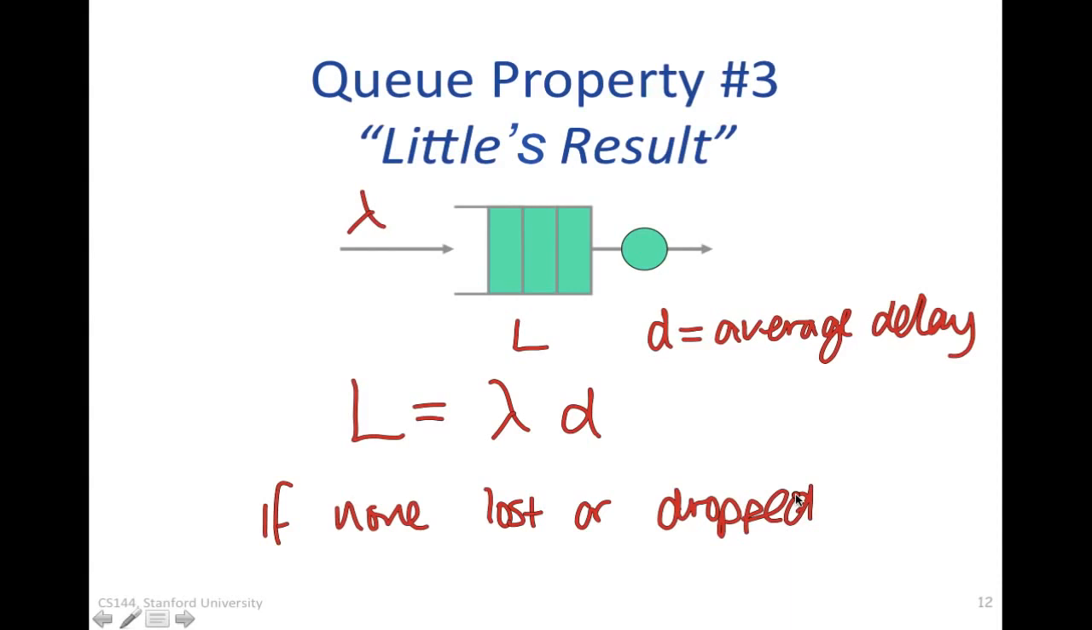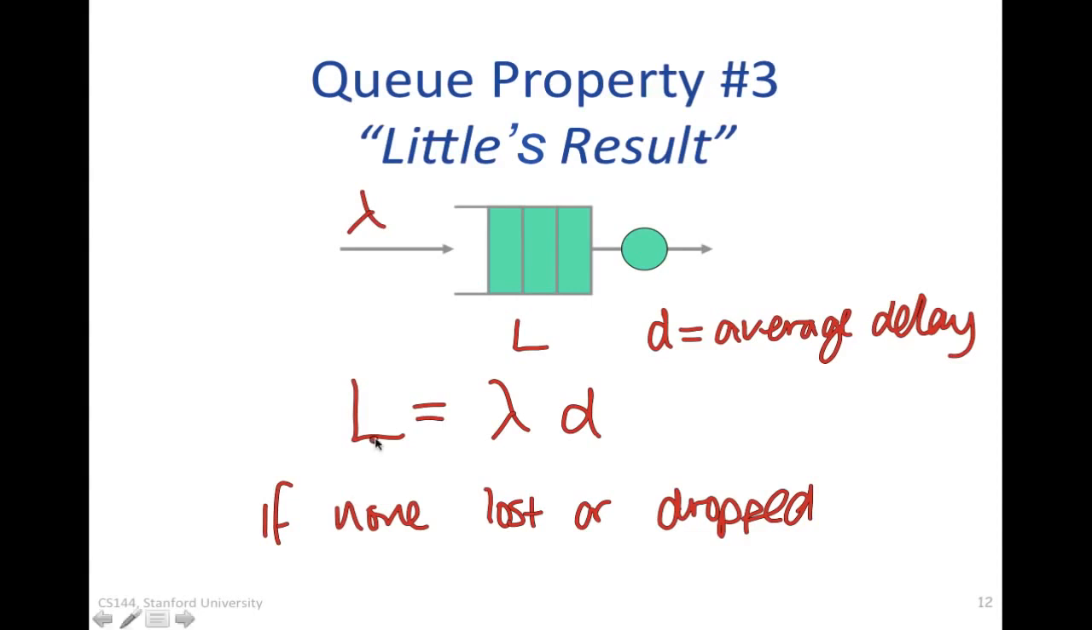So it doesn't matter what the arrival process is. It doesn't matter how bursty, how non-bursty. So long as it has a well-defined arrival rate, lambda, then we can make this calculation. So you can go to any queue, and we'll look at some examples in a moment. And you can calculate the average number in the queue as a function of the arrival rate and the average delay. Or of course, if you know L and lambda, then you can figure out the average delay that is going to be seen by a customer through this queue.